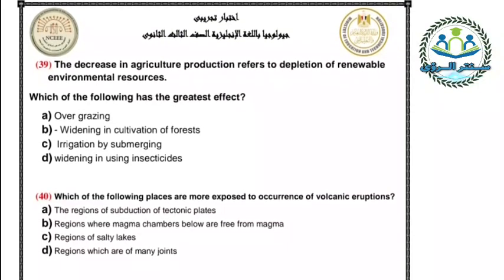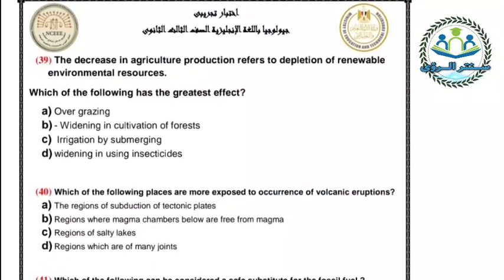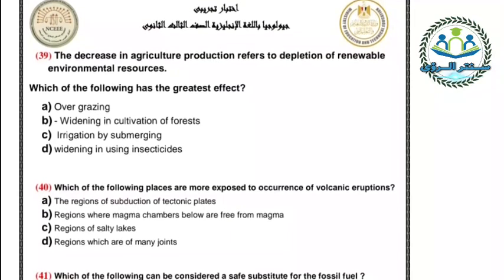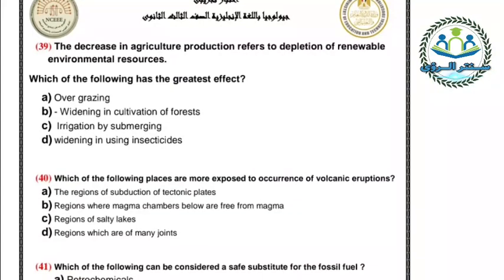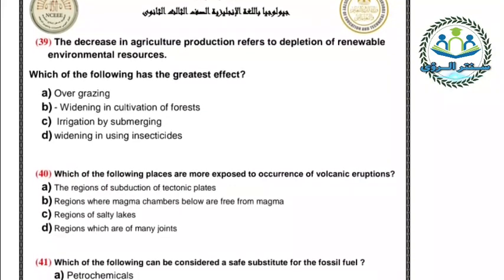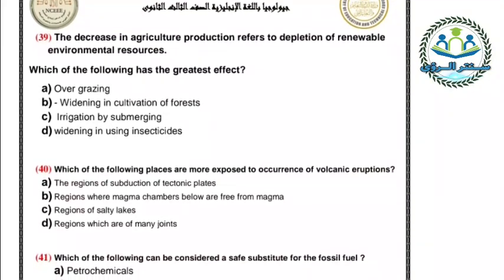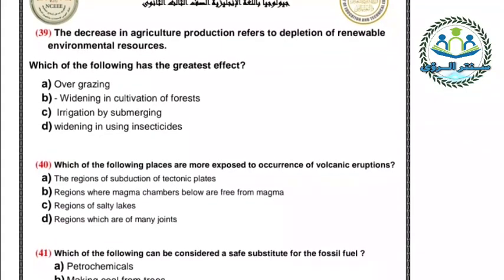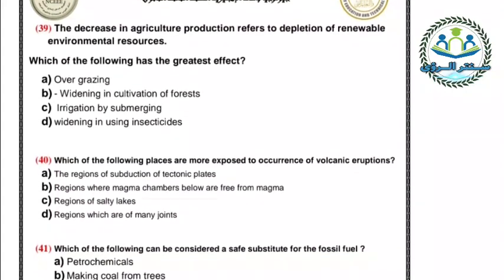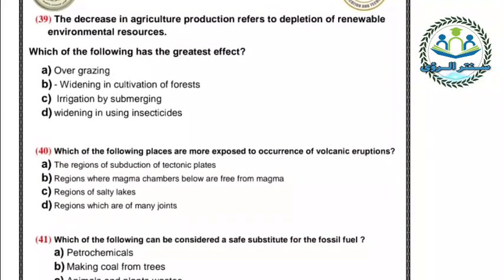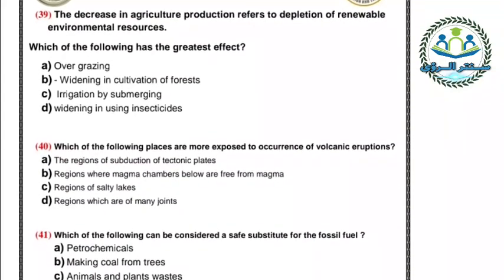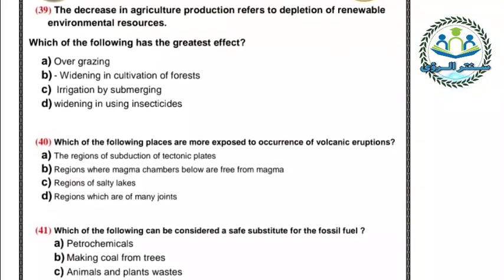39. The decrease in agriculture production refers to depletion of renewable environmental resources. Which of the following has the greatest effect? A. Overgrazing. B. Widening in cultivation of forests. C. Irrigation by submerging. D. Widening in using insecticides.